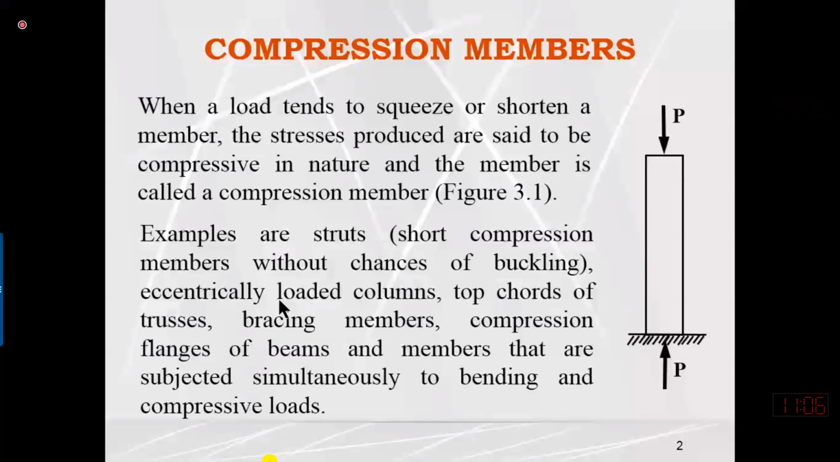You already know from your knowledge of elementary structural analysis that when you analyze a truss, a truss member might be subjected to either compression or tension. Then there are compression flanges of beams and members that are subjected to simultaneous bending and compression forces. Okay, compression flanges, how will I explain. In a beam, what is the beam?